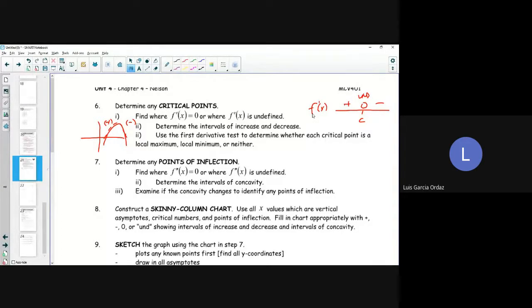And now to determine points of inflection, we do our double derivative. So we need to figure out our double derivative. We have our number line, we have our p-value, where it's undefined. Let's say it's plus and negative. So when we have our points of inflection, it tells us if we're concaving up and down as well. And then we need to examine the concavity changes to identify any points of inflection.